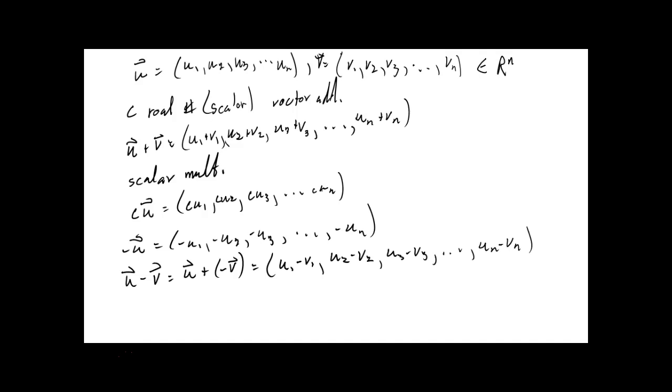Okay, and the zero vector in n space, I'm going to put sub n. I don't know if this is what the book is going to use, but that would be the vector that's 0 for the first component, 0 for the second component, 0 for the third component, all the way up to and including 0 for the nth component.